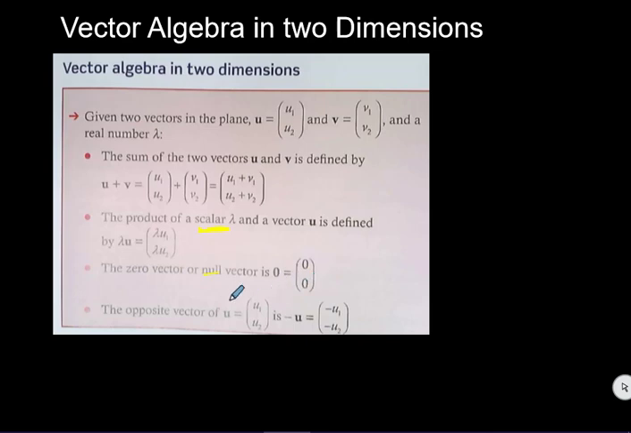And then the opposite vector of u, if we have u sub 1, u sub 2, minus u, is negative components, negative u sub 1, negative u sub 2. It should make sense. If it's going in the opposite direction, instead of u sub 1 units, it's going to go the opposite direction of that u sub 1, and the same thing for u sub 2. So we're going to use these properties to solve a couple of problems.